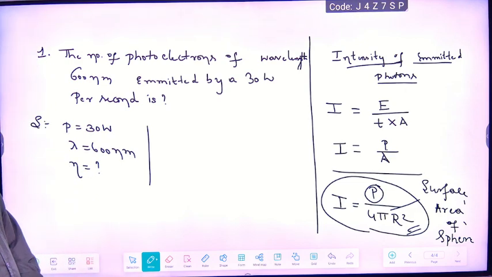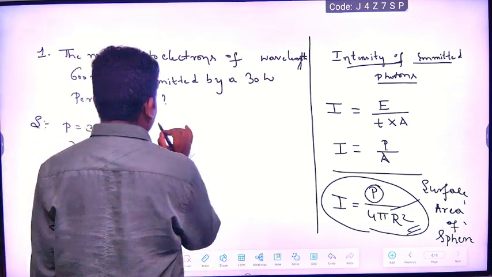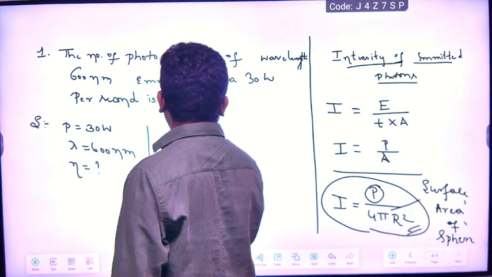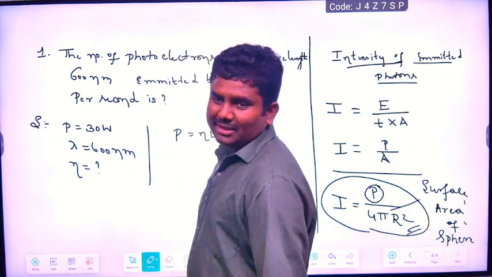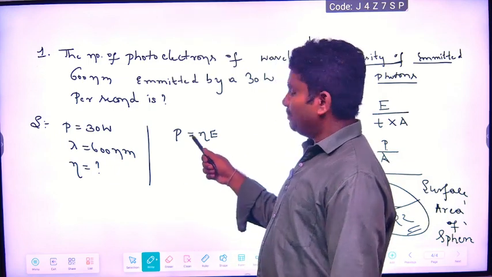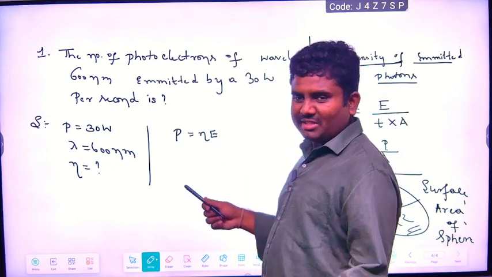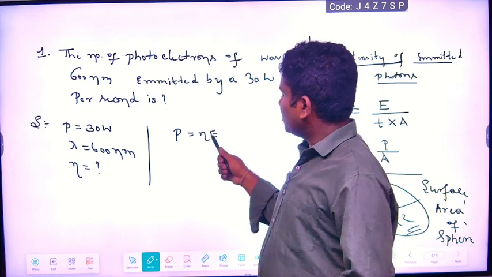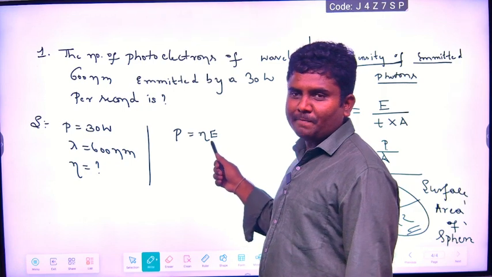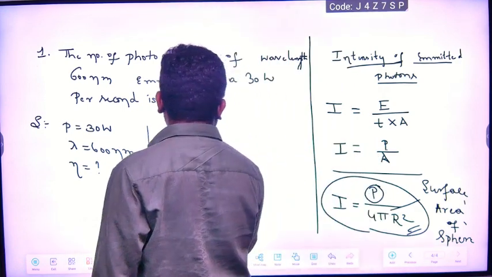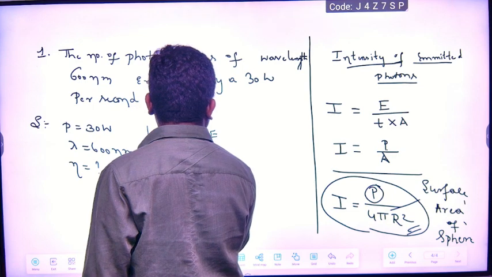What is the formula for number of photons? What do we know? Yeah, correct, right? I said one relation. P is equal to what? N into E. P is equal to NE. Total power means total energy per second. Total power is equal to energy of each photon into number of photons. Now P is equal to NE, so N is equal to P divided by E.